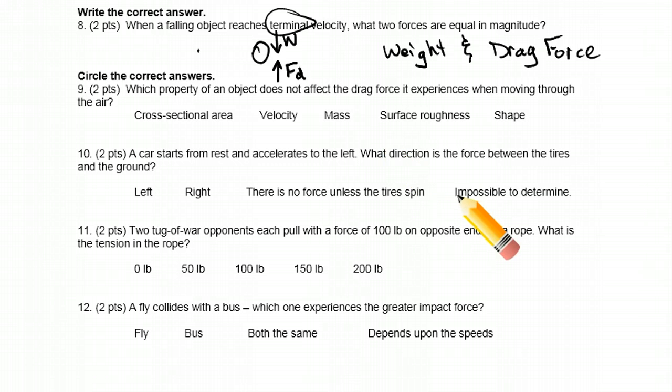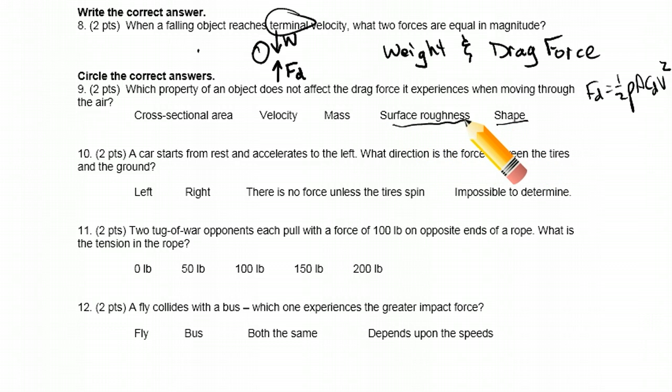Alright, which property of an object does not affect the drag force it experiences when moving through the air? So hopefully on your equation sheet you have force of drag is 1/2 rho A C sub d v squared. So we talked about these various terms. C sub d factors into the shape and the surface roughness.